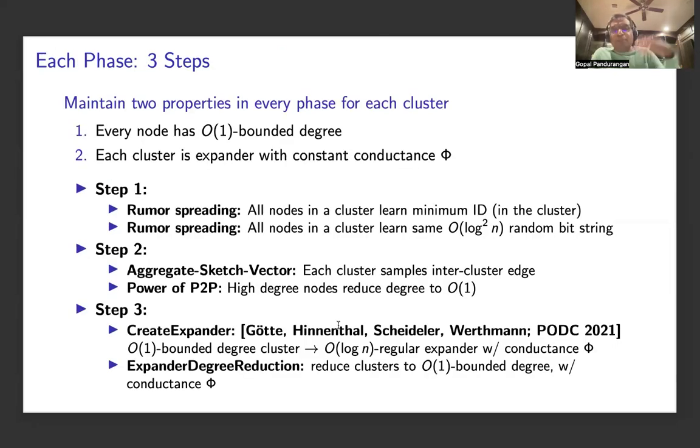So at the end of the 3 steps, we have the invariant again. The clusters are merged, and we'll show that with constant probability, a constant fraction of clusters would have merged. So the number of clusters is reducing by a constant factor. And again, the invariant holds. That means every node in the cluster has constant degree, and each cluster is an expander.